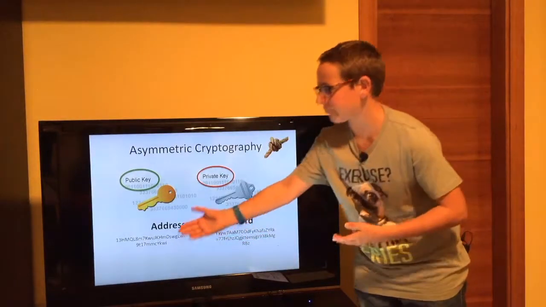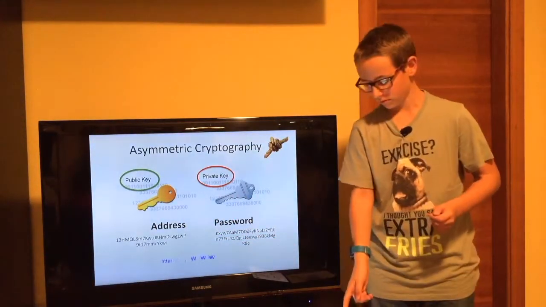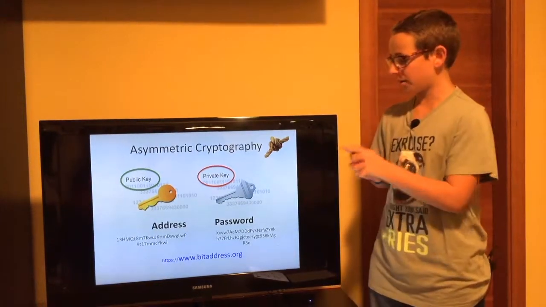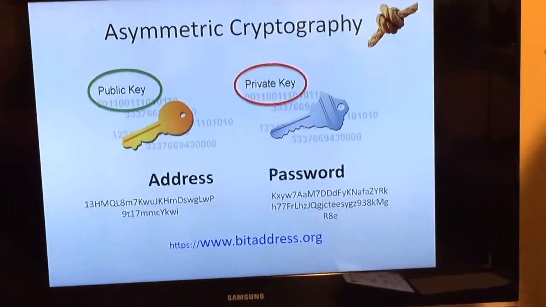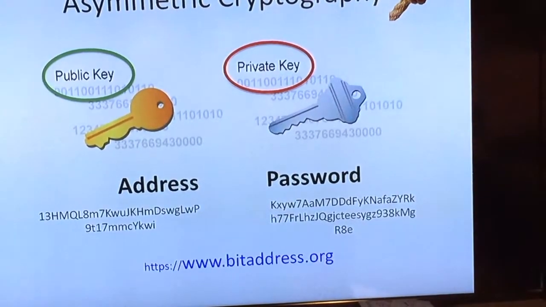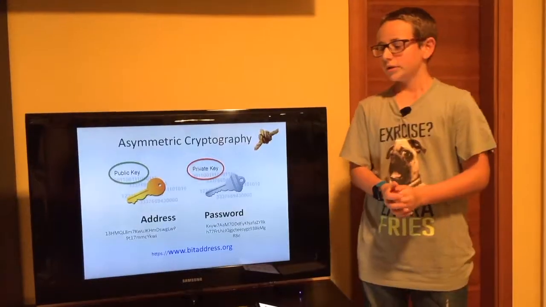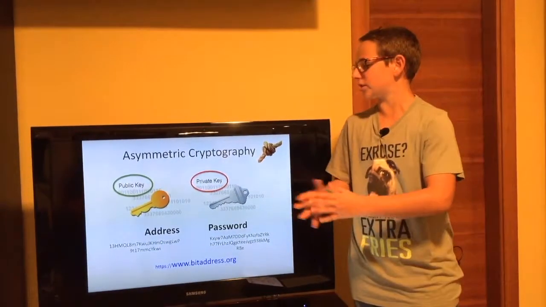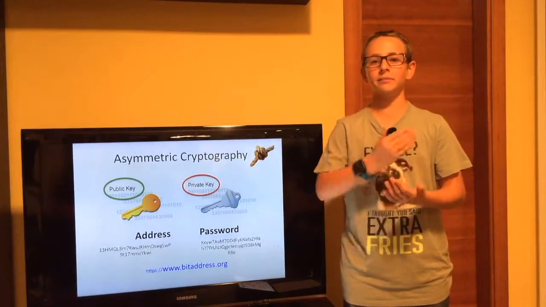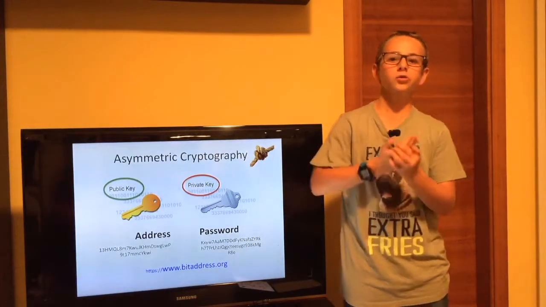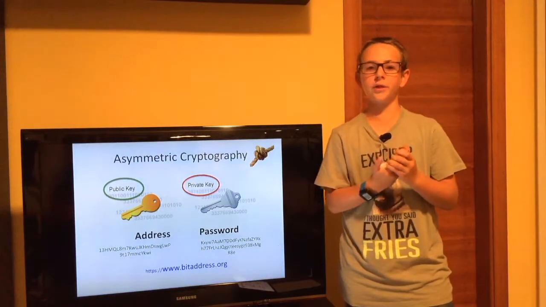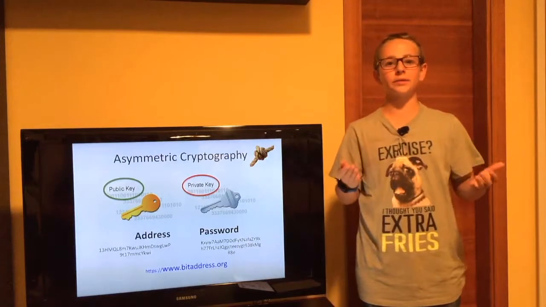Here below you can see an example of public key and private key. And the best thing of all is that you can create a private key and a public key in less than 10 seconds on websites, for example, bitaddress.org. So in 10 seconds you can just create them, and when you've created them, you immediately have access to a Bitcoin wallet.